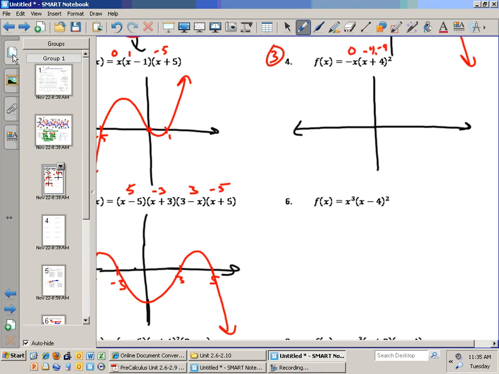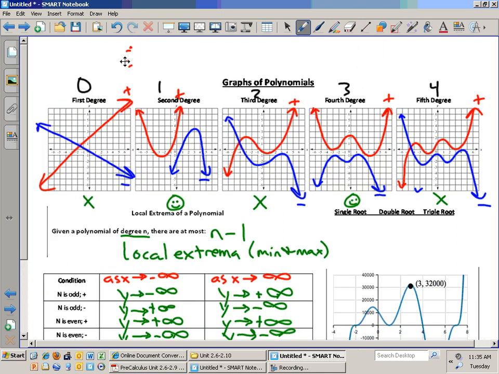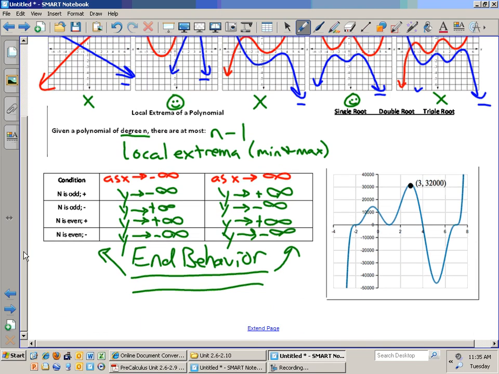Go back to your graphic organizer on the other side. Right here. Single root. Passes through. If it's a double root, it just touches tangent. I'll show you what that means. And if it's a triple root, it flattens, and passes through.